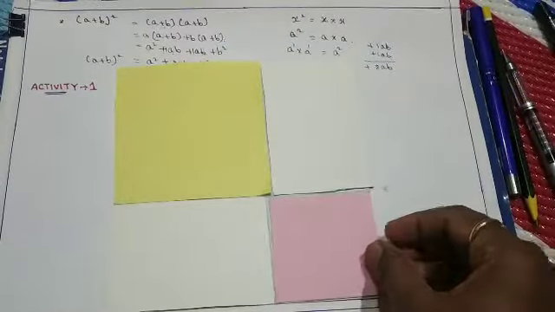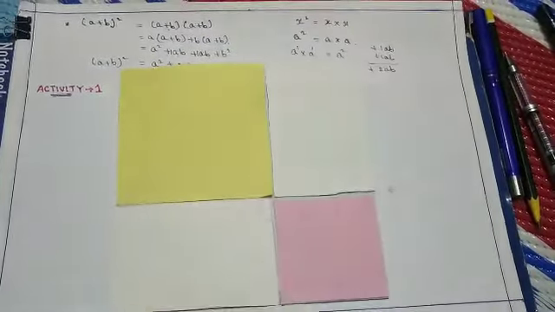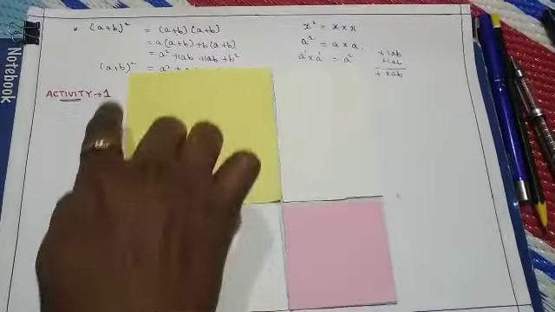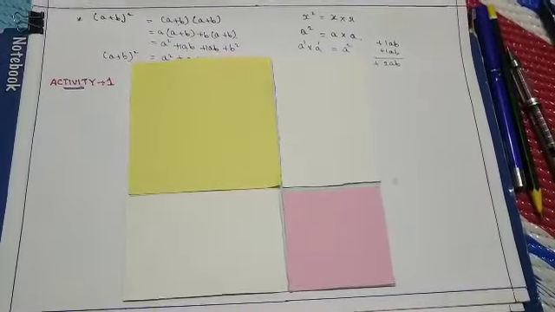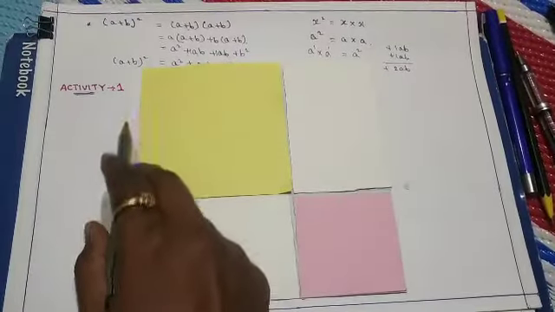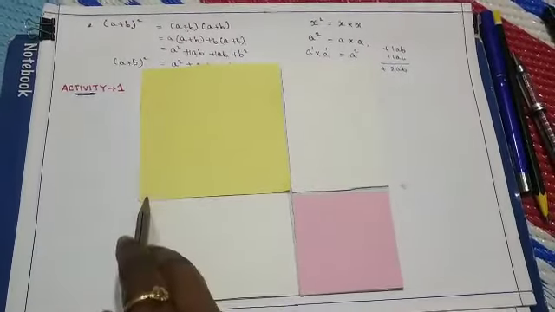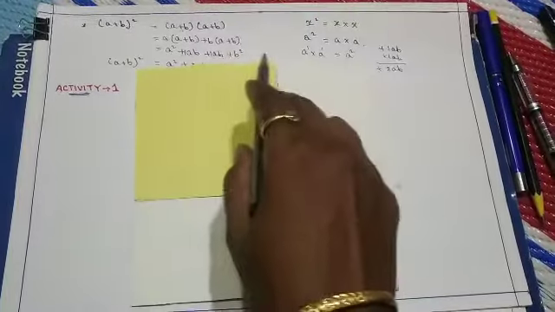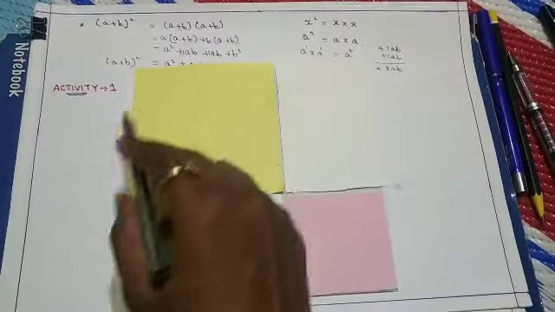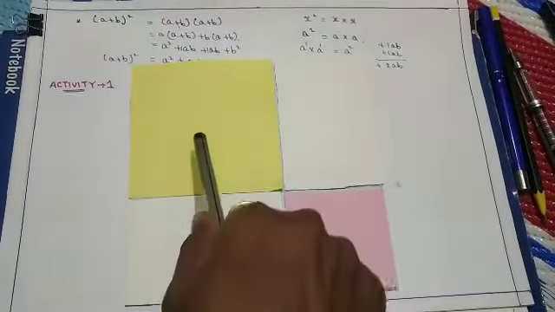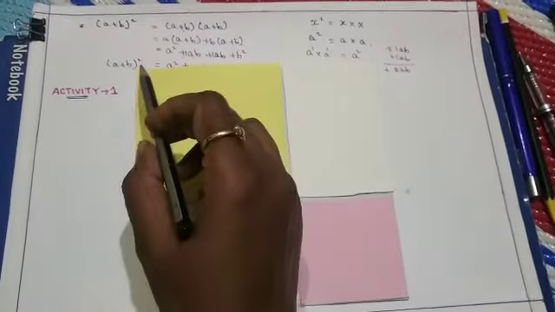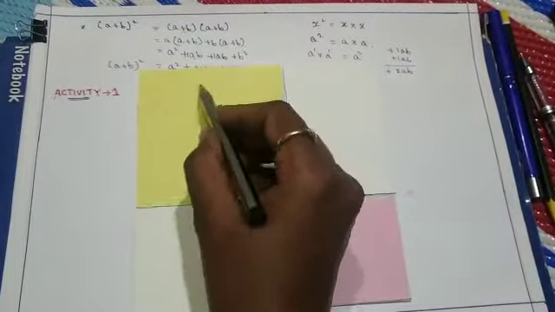Then what will be the area of this? We know that the area of the bigger square is side into side, right? What was the side here we got? A plus B, right? Then what will be the area of this? A plus B into A plus B. What we got here is A square, because we have the side A here. A into A becomes A square.